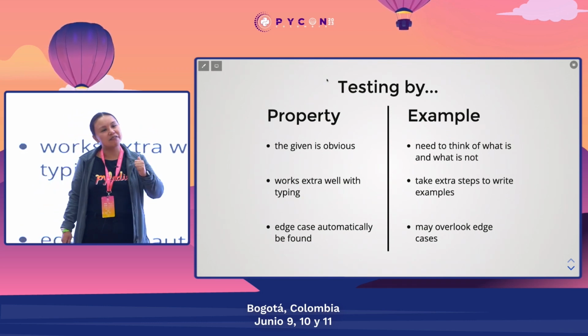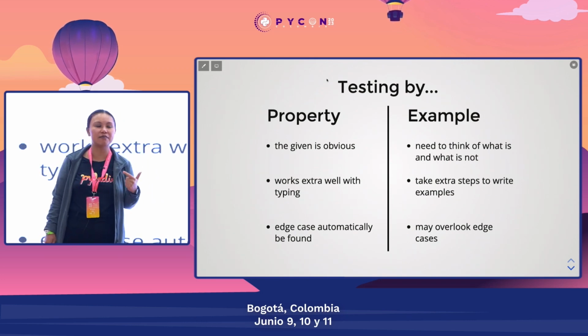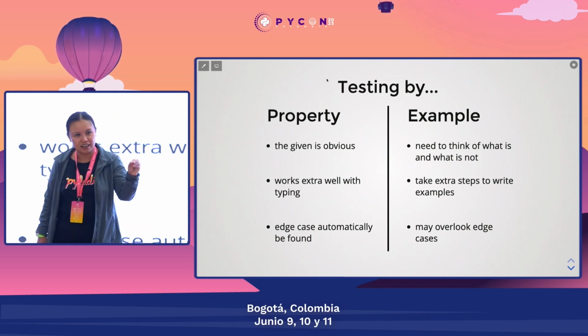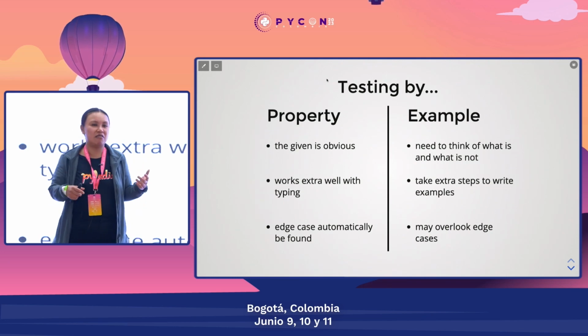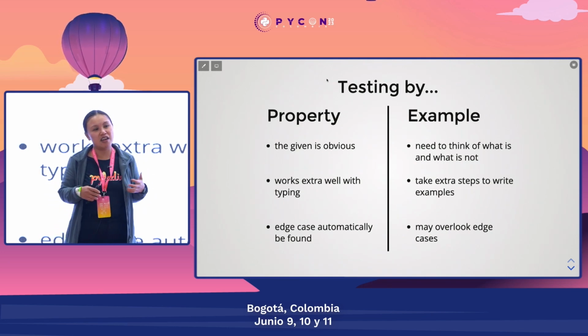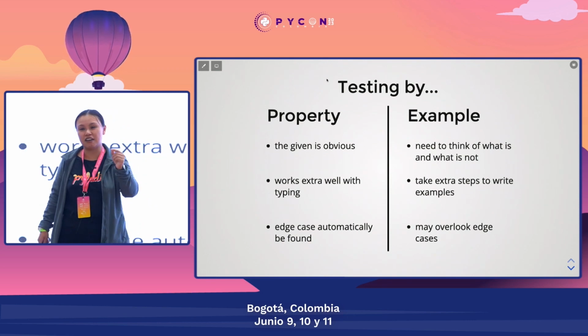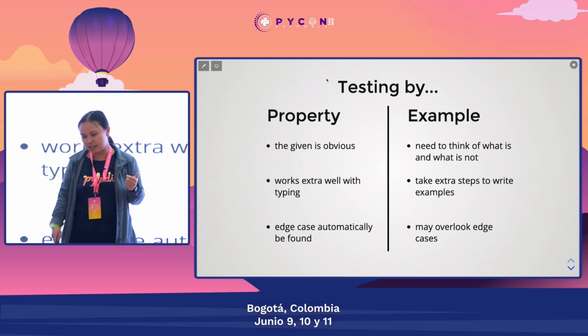Hypothesis will find edge cases for you automatically. There are some strategies in Hypothesis that will try to find something to test for you. Some strategies may randomly pick something and construct it as an input. Sometimes there are edge cases that we never think of that would happen, so maybe Hypothesis can find them for you because of the way it generates test cases.